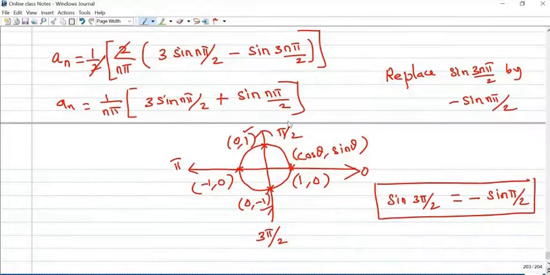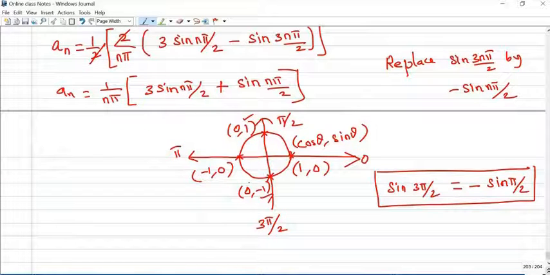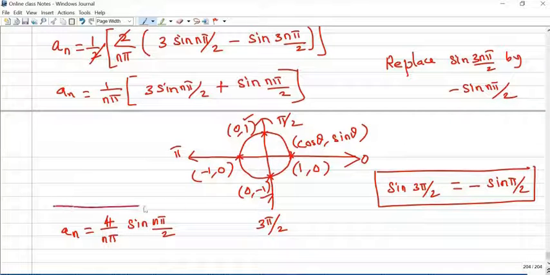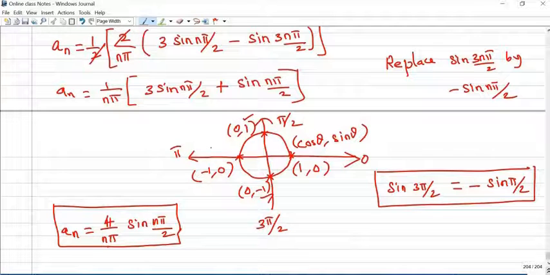Okay. It's already on minus available. So sin 3n pi by 2 is equal to minus. So minus into minus is plus. So the resultant value for an now, an equal to 1 divided by n pi, 3 plus 1, 4 sin n pi by 2. So this is the answer. So remember this particular concept for maximum problems. In the next problem also we are going to use this logic to simplify the final answer.